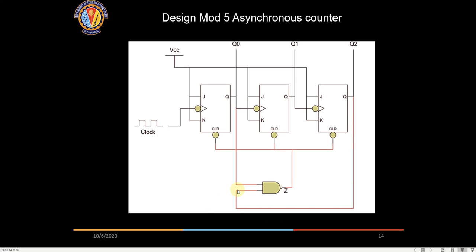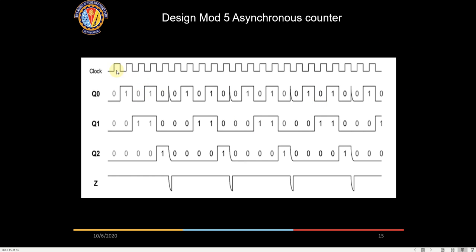So you take a Q from here, you take a Q from here, you put a NAND gate, and you give a reset to all the flip-flops. So the moment it reaches that value, it will reset to 0 0 0 0. So it will count only till mod 5. That is how you design a mod 5 asynchronous counter. If you see the waveform here, the moment it reaches this state, a reset signal will be generated and given.